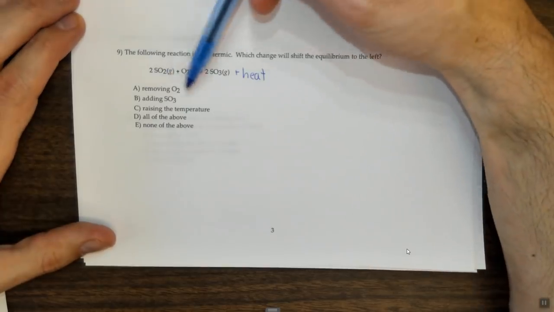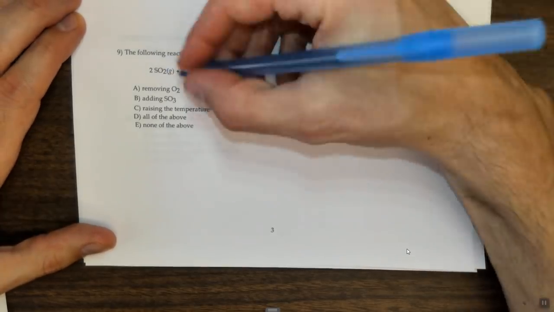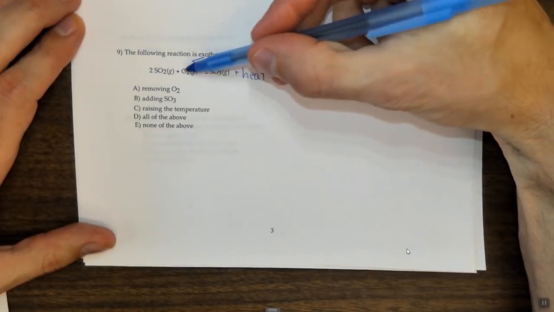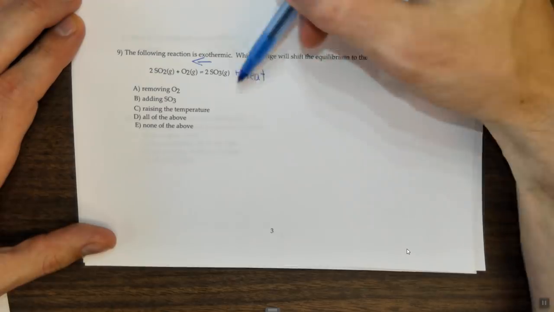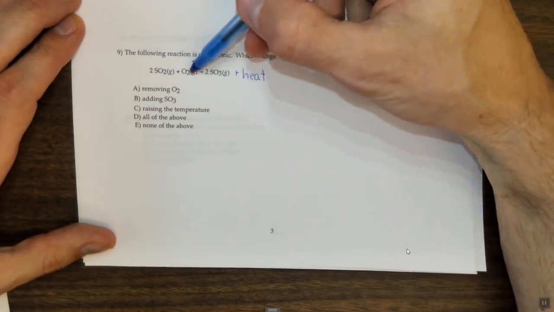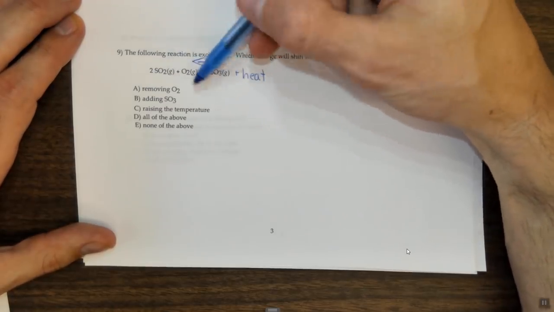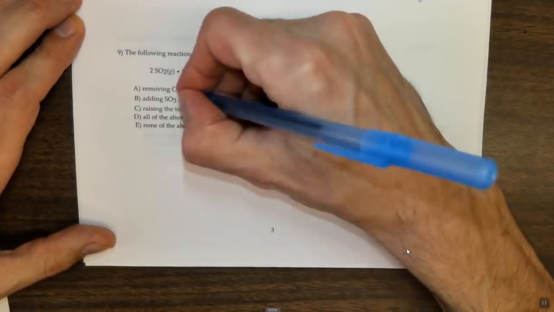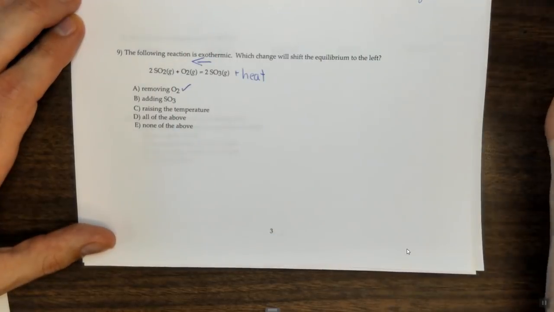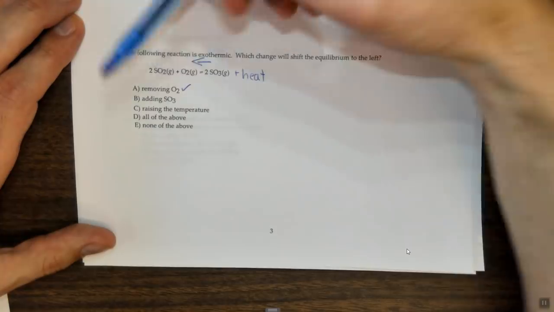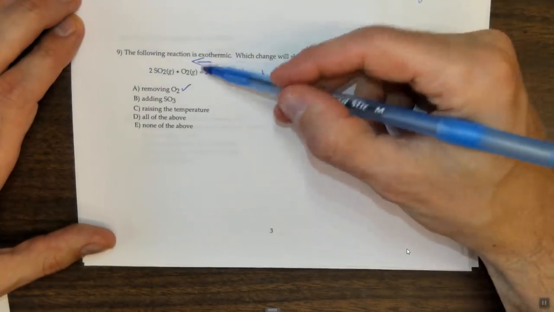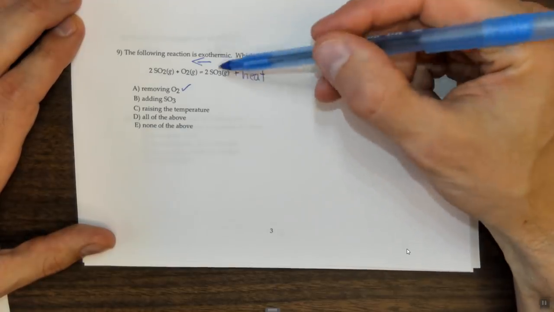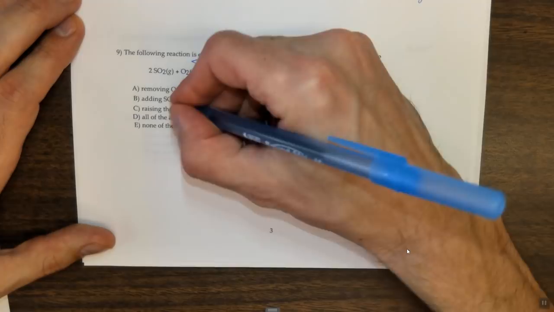First thing we could do is remove some O2. So we want to shift it in this direction. If we take some O2 away, the reaction will shift to make more O2. It'll shift to restore equilibrium, and it'll say, hey, there's not enough O2. So it'll shift to form more O2. So this will cause the reaction to shift to the left. That's what we want to happen. Adding SO3. If we have more SO3, the reaction will say there's too much SO3, and to restore equilibrium, it will shift to the left.